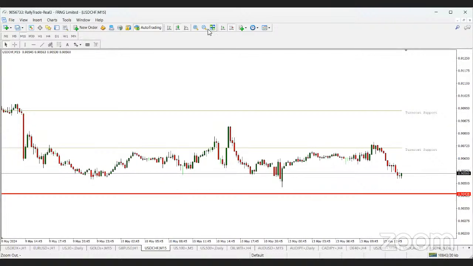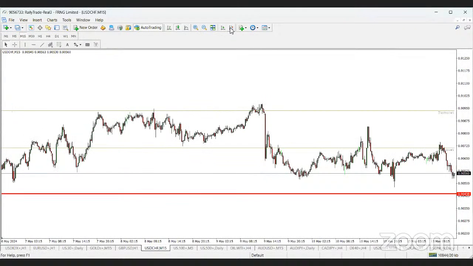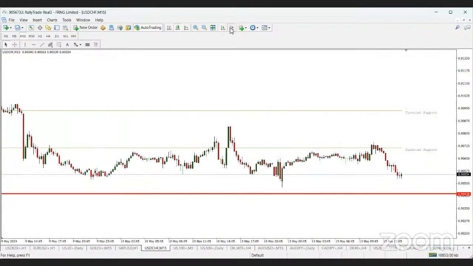So personally, there are two ways I would love to sell USD CHF, considering that the dollar is kind of weak. Now, let me show you. The first one is I noticed a fair value gap somewhere here, which I would like to use as an advantage to sell. I feel like if USD CHF comes back towards this place, it will be rejected.